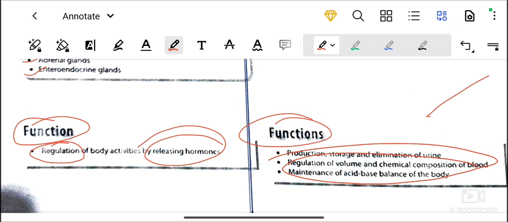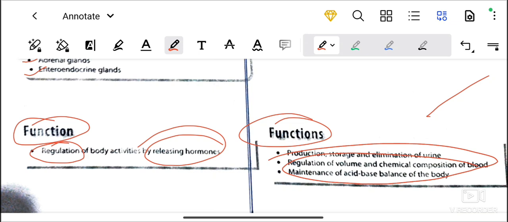Remember, the three main functions of the urinary or excretory system are production, storage, and elimination. In addition, some other functions are there: regulation of volume and chemical composition of the blood. That is, how much chemical is composed in the blood and in what volume is present in the blood, all of which is detected in the urine, by diagnosing through urine analysis. And also maintenance of the acid-base balance of the body.